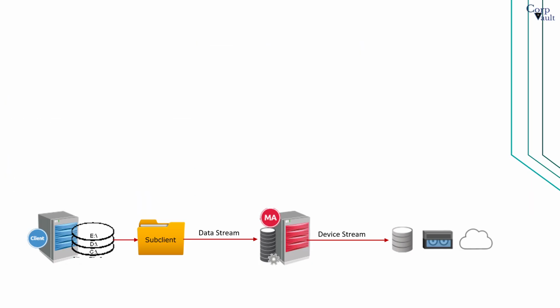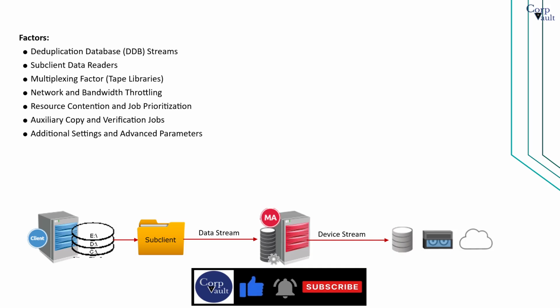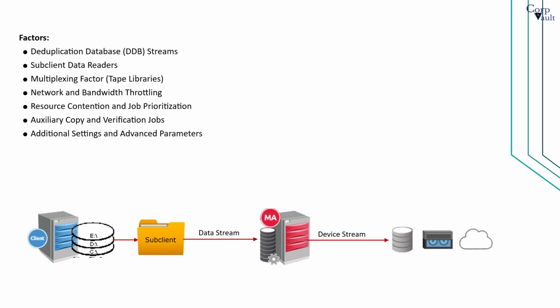The other factors that may affect the job streams are deduplication database streams. The maximum number of parallel data transfer operations for the deduplication database can limit streams for deduplicated storage policies. This setting takes precedence over device streams on the storage policy. Sub-client data readers. The number of data readers configured per sub-client affects how many streams can be generated from the source.